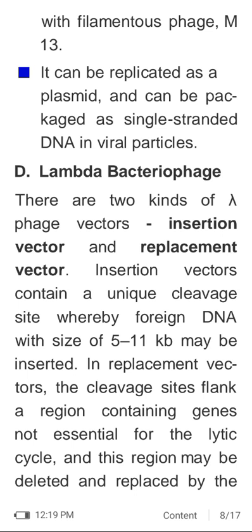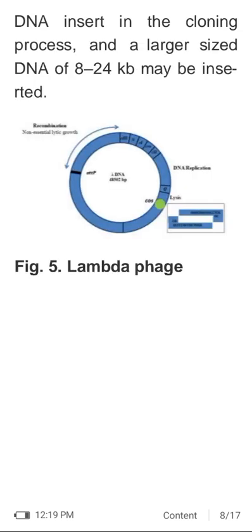Then lambda bacteriophage. There are two kinds of lambda phage vectors, insertion vectors and replacement vectors. Insertion vectors contain a unique cleavage site, where foreign DNA with a size of 5 to 11 kb may be inserted. In replacement vectors, the cleavage sites flank a region containing genes not essential for the lytic cycle, and this region may be detected and replaced by the DNA insert in the cloning process. A larger DNA of 8 to 25 kb may be inserted.